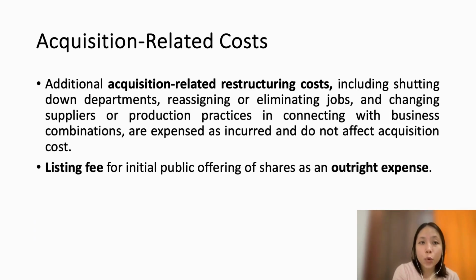Additional acquisition-related restructuring costs, including shutting down departments, reassigning or eliminating jobs, and changing suppliers or production practices in connection with business combinations, are expensed as incurred and do not affect acquisition cost. Moreover, listing fees for initial public offering of shares are expensed outright.